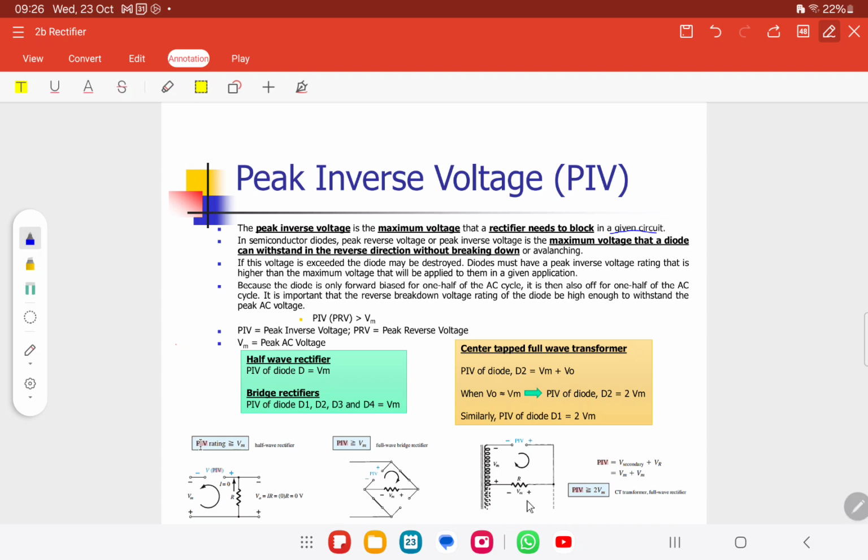In semiconductor diode, peak reverse voltage or peak inverse voltage is the maximum voltage that diode can withstand in the reverse direction without breaking down. Yang ini we will cover in Zener diode. Okay, for Zener diode kita guna sebab kita nak cover for the reverse bias. Kenapa? Because for certain situation kita perlukan reverse bias operation. Okay, tetapi dia sampai a limit sahaja baru the diode tu boleh function. Kalau exceed the limit, diode akan breakdown.